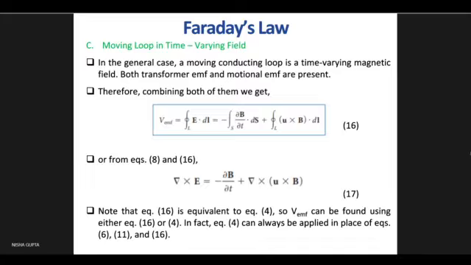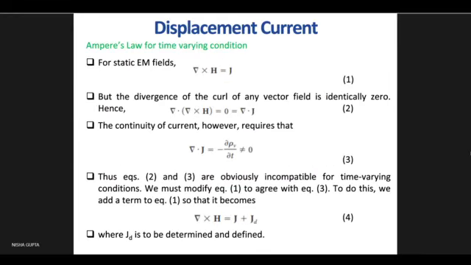So now again taking the surface integral, for this also we can take the surface integral, and then we can equate their integrands. What we will get is del cross E is equal to minus del B by del t plus del cross U cross B. So this way we can consider all three cases.